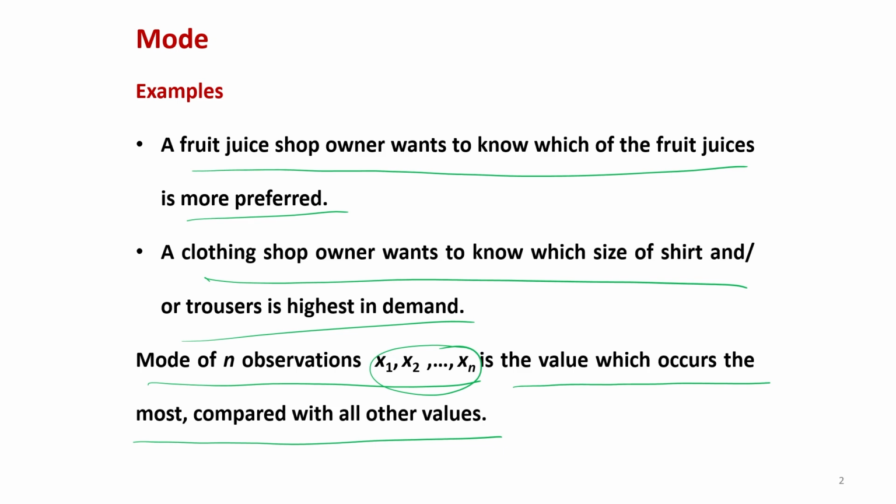Suppose a fruit juice shop owner goes to 100 students and asks which fruit juice they want: coconut, mango or orange. There are three possibilities. Suppose 70 people out of 100 say coconut, 20 people say mango and 10 say orange. So what do you understand from this? That means the shop owner should keep more coconut than mangoes and oranges. Right, so coconut will be the mode. This gives you the information about the mode.